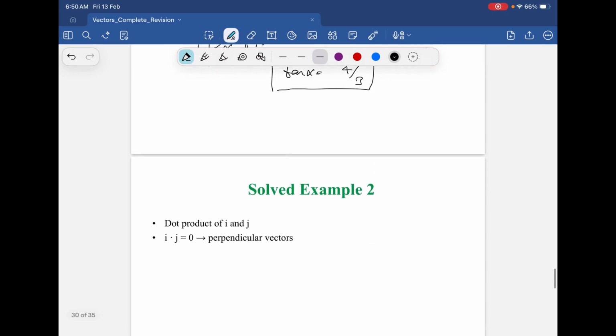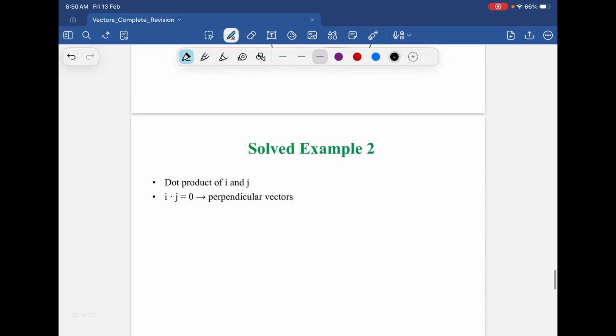Right. Now next you can see the dot product of i and j. Just now we have seen i is along the x-axis, j is along the y-axis. They are perpendicular vectors. Perpendicular vectors dot product, how much have we just seen? 0. Very good. Fine.